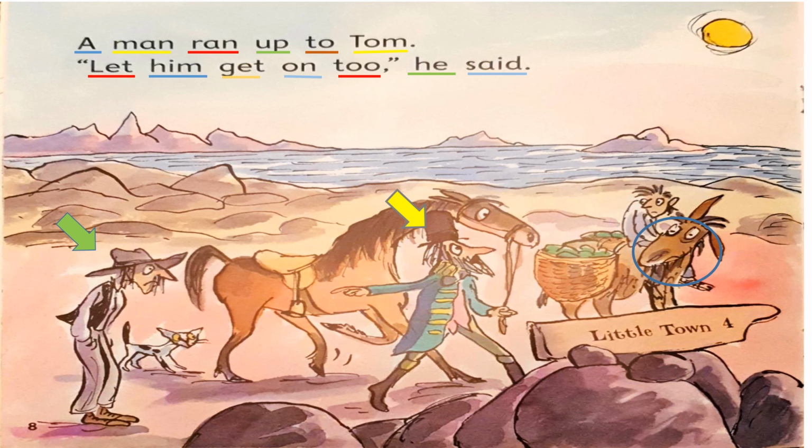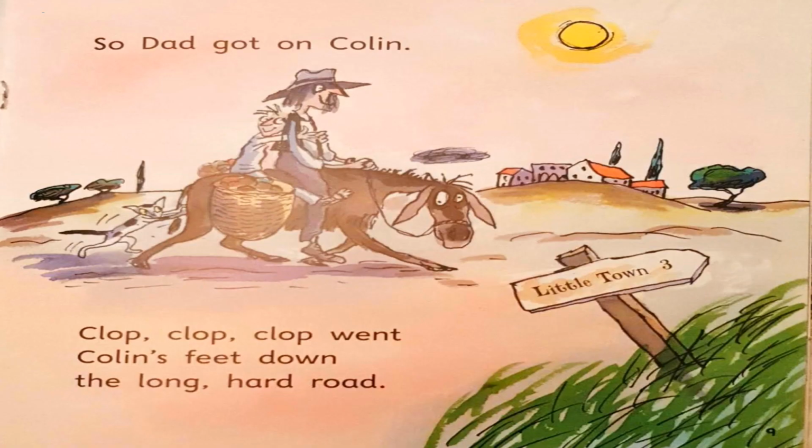But look at Colin. Colin opened his eyes really wide because Colin is very tired. He doesn't want anyone to ride on top of his back. Now the sign says that they still need to walk 4 more miles till they reach Little Town. So Dad got on Colin. Clop, clop, clop went Colin's feet down the long, hard road.